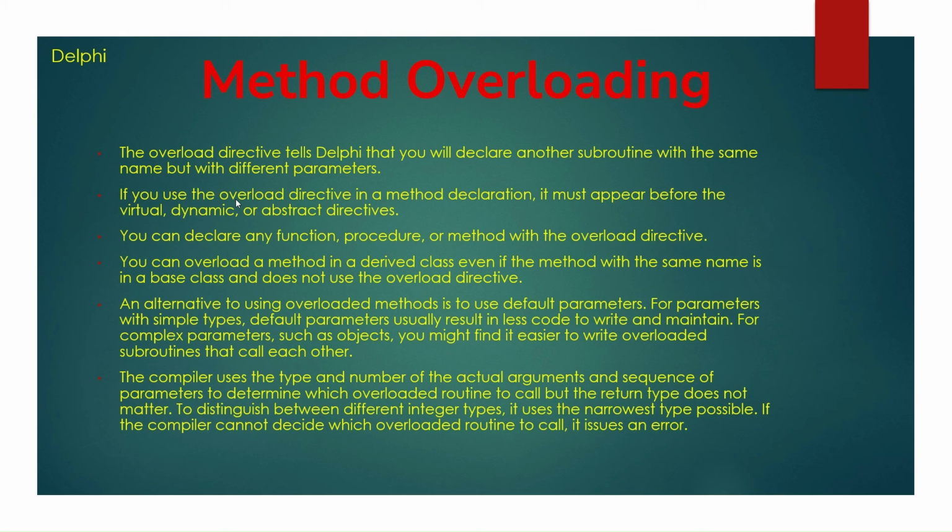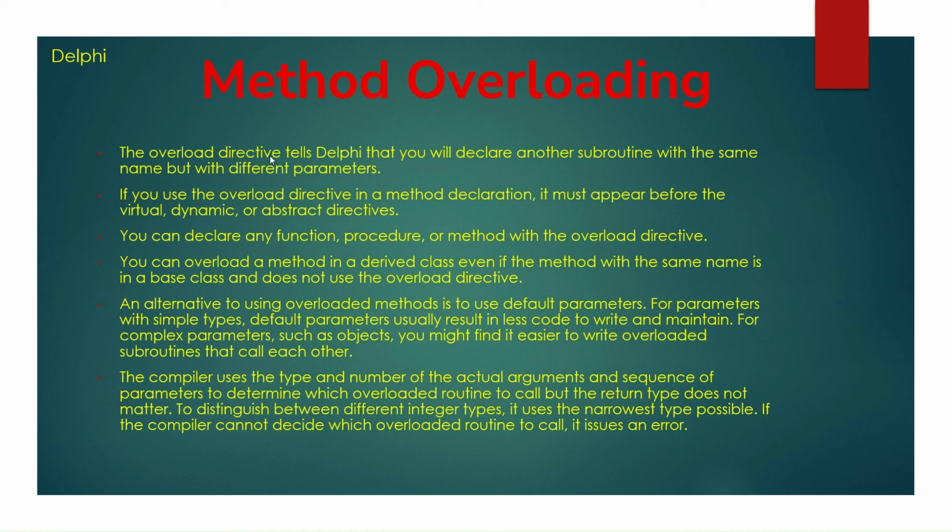If you use the overload directive in the method declaration, it must appear before the virtual, dynamic or abstract directive. You can declare any function, procedure, or method with the overload directive. You can overload a method in the derived class, even if the method with the same name in the base class does not use the overload directive. An alternative to overloaded methods is to use default parameters for parameters with simple types. Default parameters usually result in less code to write and maintain.